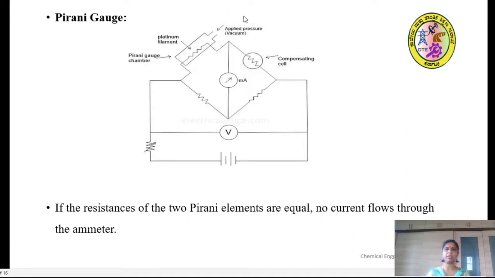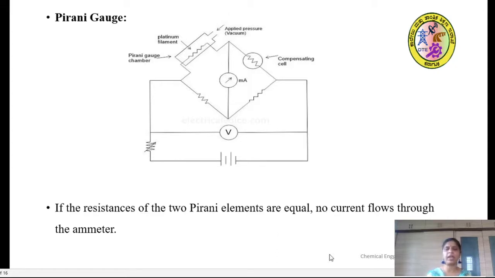So the platinum element, the pressure is being applied here. The gas whose pressure is to be measured is being applied here, the compensating cell. As we have already learned, by the Wheatstone-Bridge principle in a resistance thermometer, when the resistances in a particular instrument, especially in a Wheatstone-Bridge, are equal, there is no flow of current.